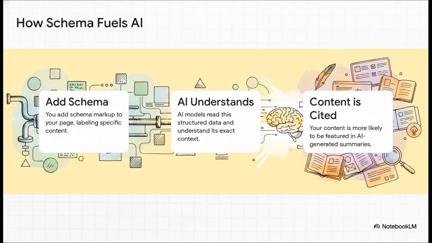And this shows you the direct pipeline. You add the schema, that gives the AI the context it's craving, and that makes your content a prime candidate to be featured or cited in all those AI-generated answers that are starting to pop up everywhere.